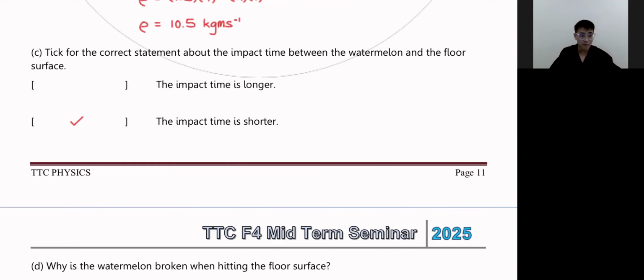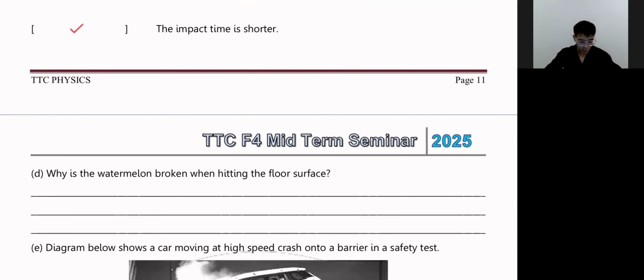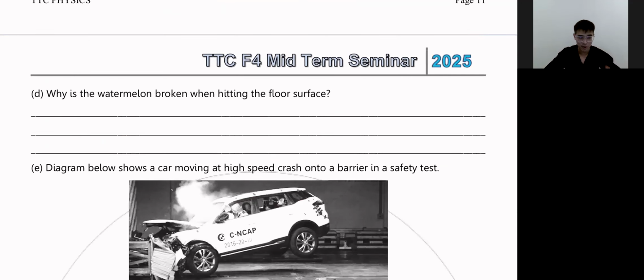Yeah. So moving on to the next question. We still got another 2 more questions before we end. Question D, the second last one. The second last one asks, why does the watermelon break when the watermelon hits the floor surface?